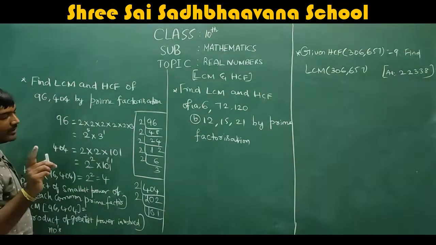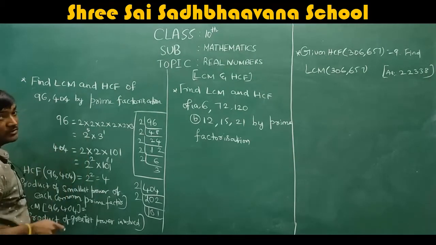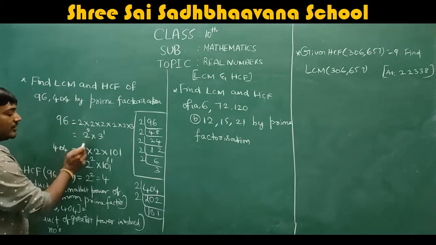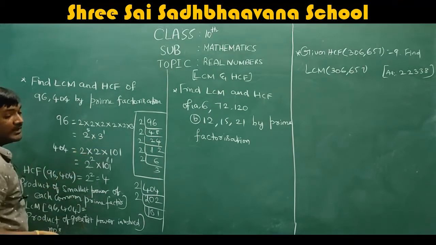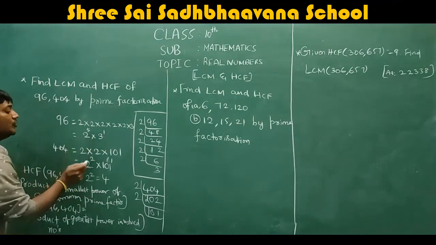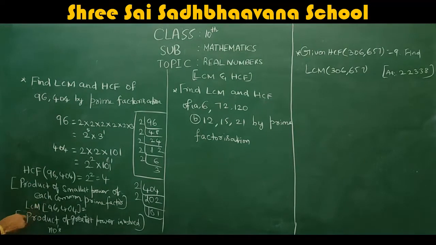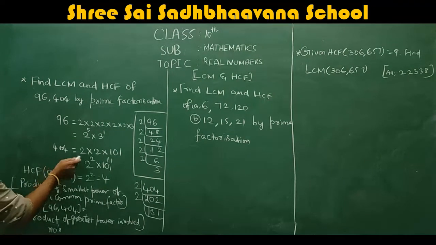Here, one thing you have to understand is that it should be common in both. That you have to check. So is it common? No, it is not common. 2 is the only one which is common in both. 3 and 101 are not common. So 2 power 5 is there, 2 square is there. In this, which is the highest power? The smallest power, 2 square. So 2 square will be HCF.